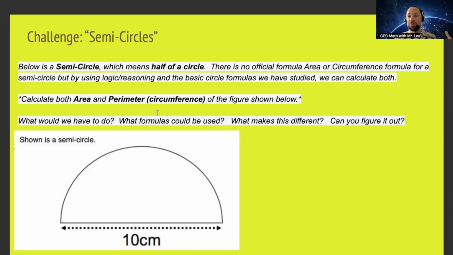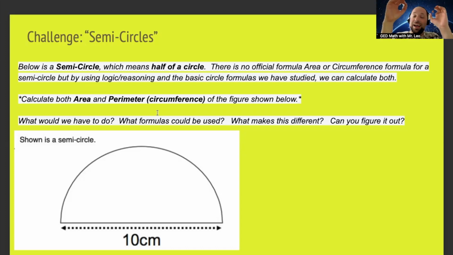So what do we have to do? What formulas could be used? What makes this different? Can you figure it out? You will see stuff like this on the test. There's no semicircle formula. You have to use the regular formulas in your mind. Let's start with area. Any ideas? Can you just describe in words what we've got to do?